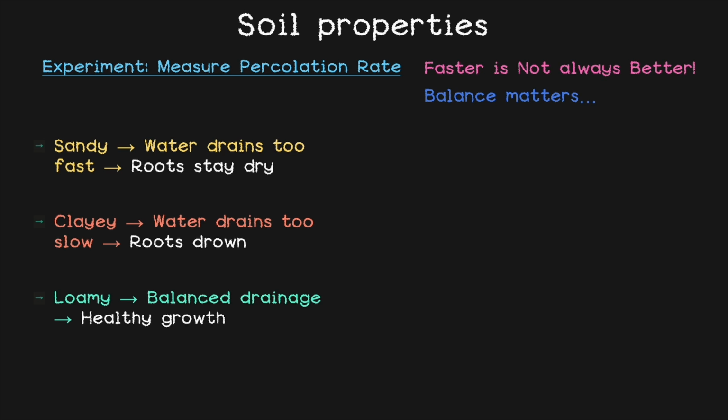Why? Because it provides balanced drainage of water compared to the other two types of soils, which promotes the healthy growth of the plants. That is exactly why loamy soil with its medium percolation rate is usually the best. Not too fast, not too slow, just the right one.